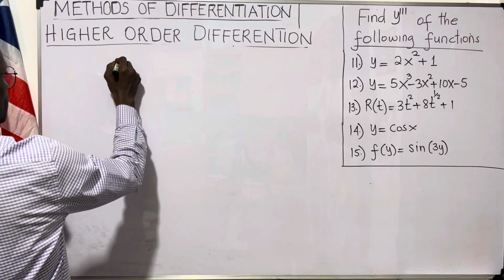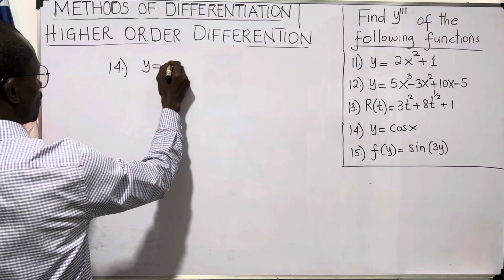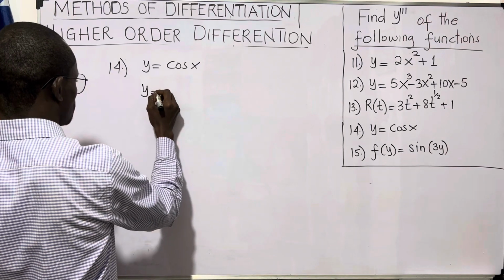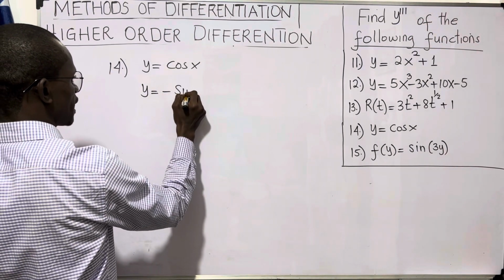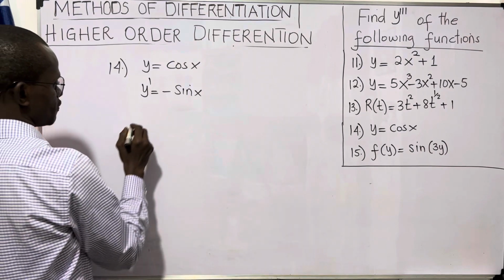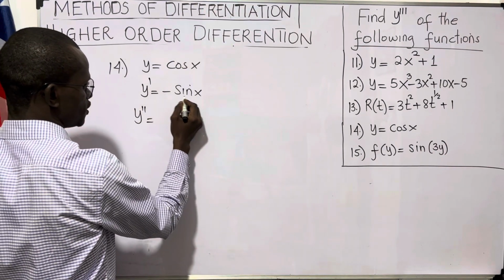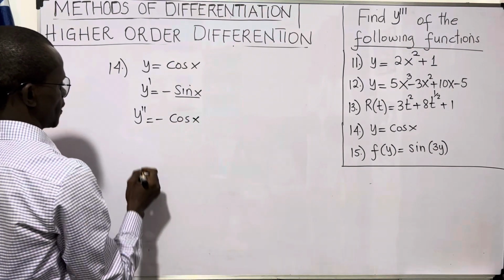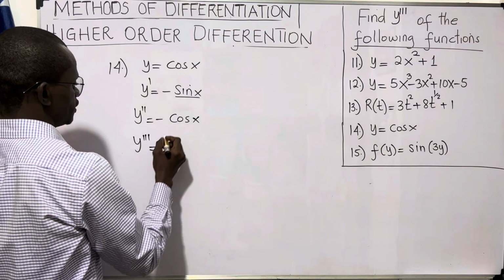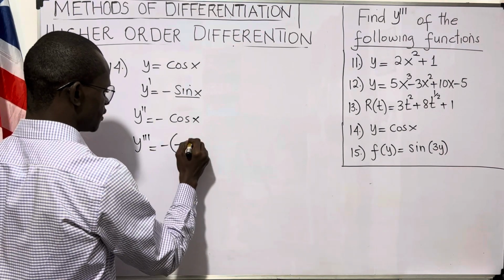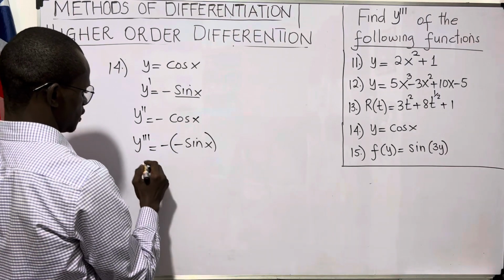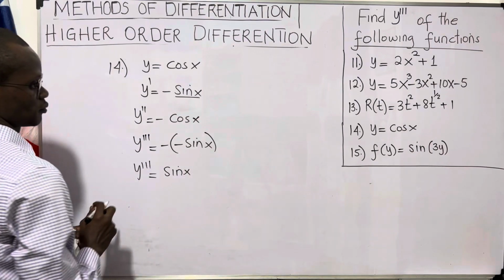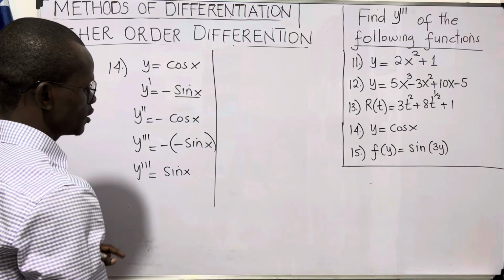Question 14 says we must find the third derivative of y equals cos of x. So we know that the derivative of cos of x is minus sine of x. That's the first derivative. So the second derivative is to differentiate this: the derivative of sine of x is positive cos of x. And then the third derivative, the derivative of cos of x is minus sine of x. So y prime prime prime is equal to positive sine of x. And let's look at the next one.